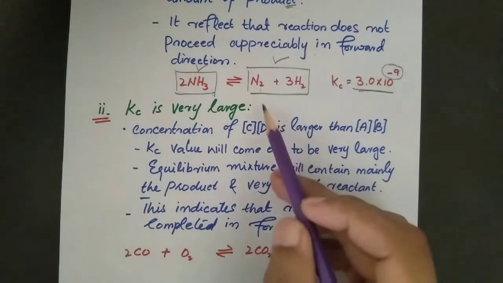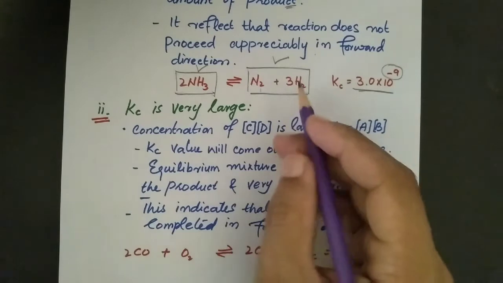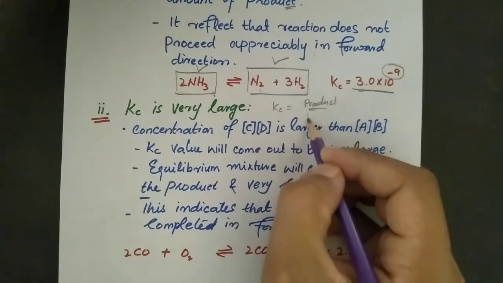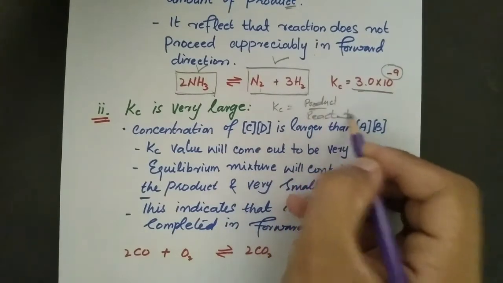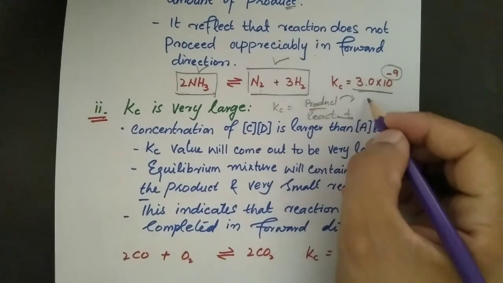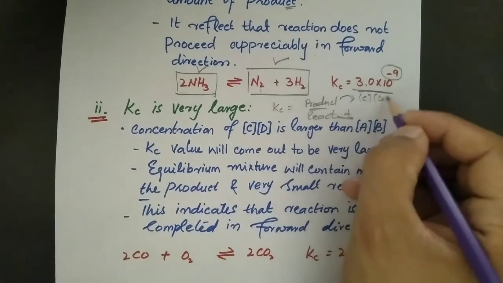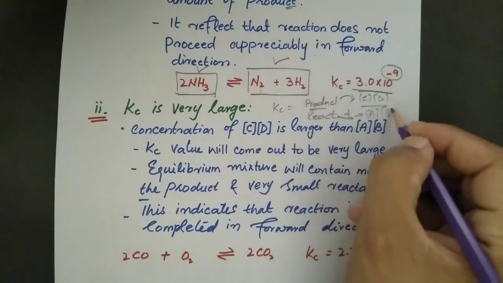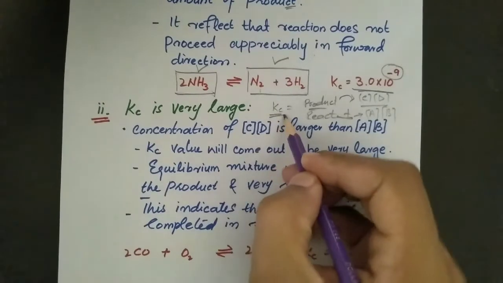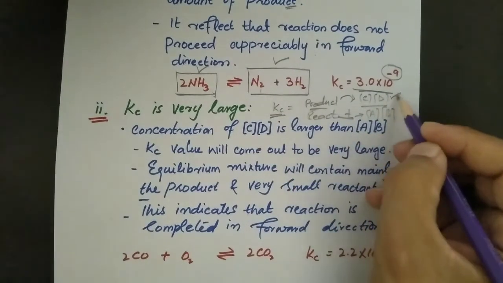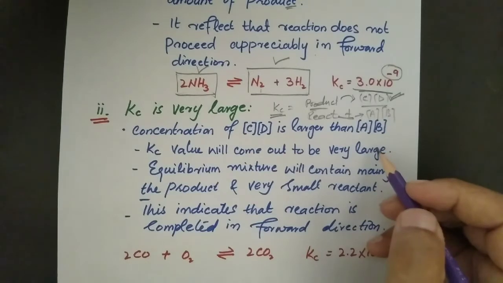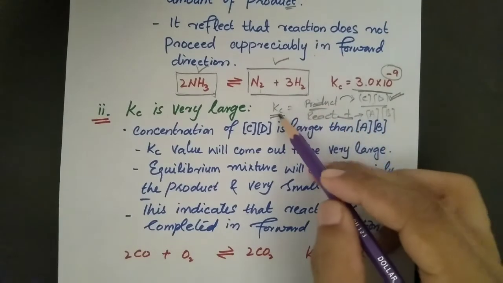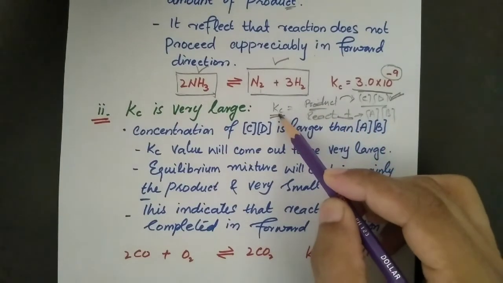The second possibility, large value of Kc. We know that Kc is equal to product over reactant. The product we have represented with C and D, and the reactant side we have represented with A and B. The Kc value is large only if C and D are large enough. If the value of C and D, that is the product, is large, the Kc value automatically becomes larger.